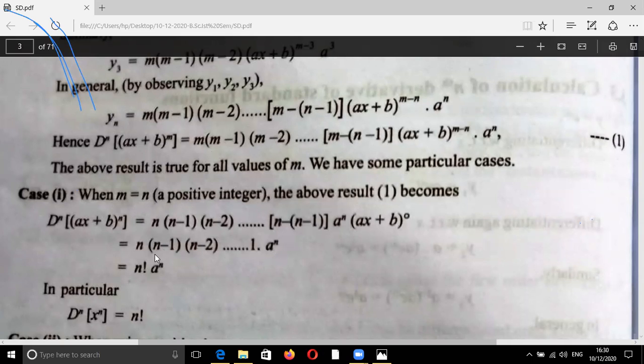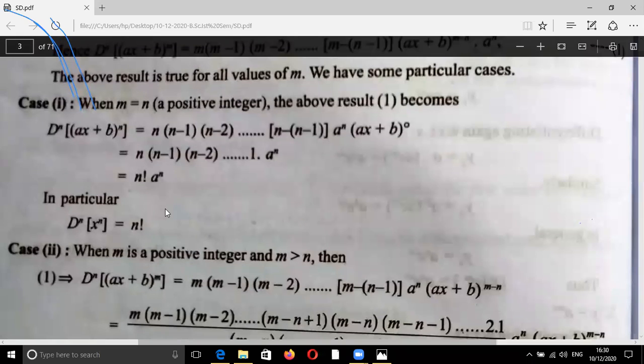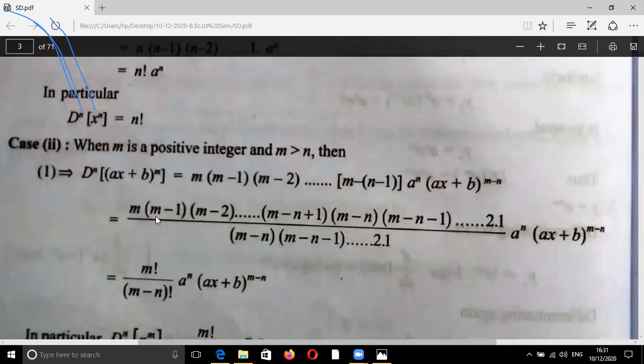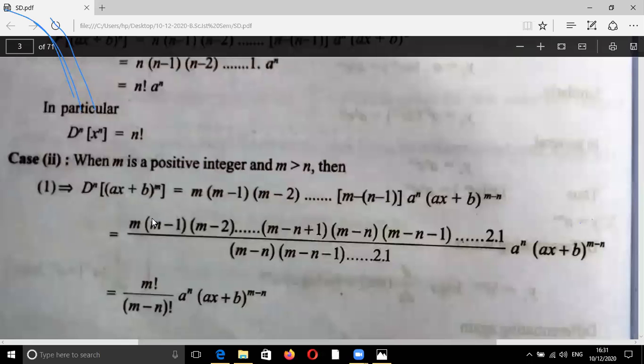Now already you know n factorial means what? n factorial equals n into n minus 1, n minus 2, so on to 3, 2, 1, that is equal to n factorial a to the power n. Now if you take a equal to 1 and b equal to 0 and substitute, you are going to get the nth derivative of x to the power n equal to n factorial. Okay, now case 2, first one was m is equal to n.